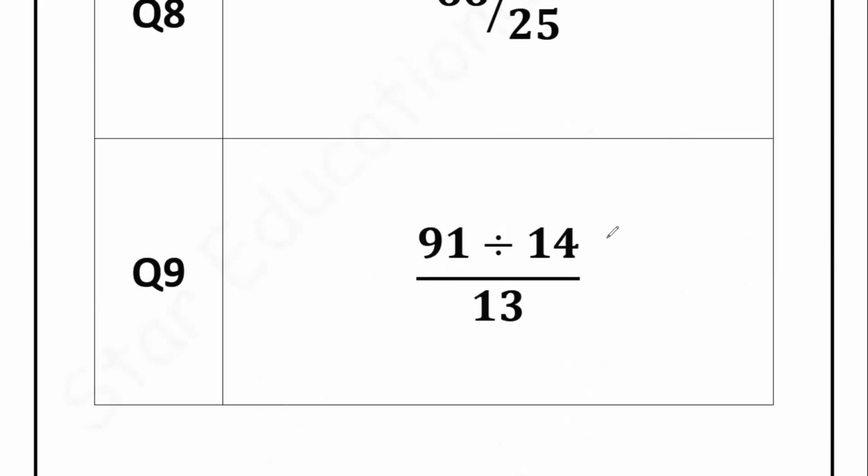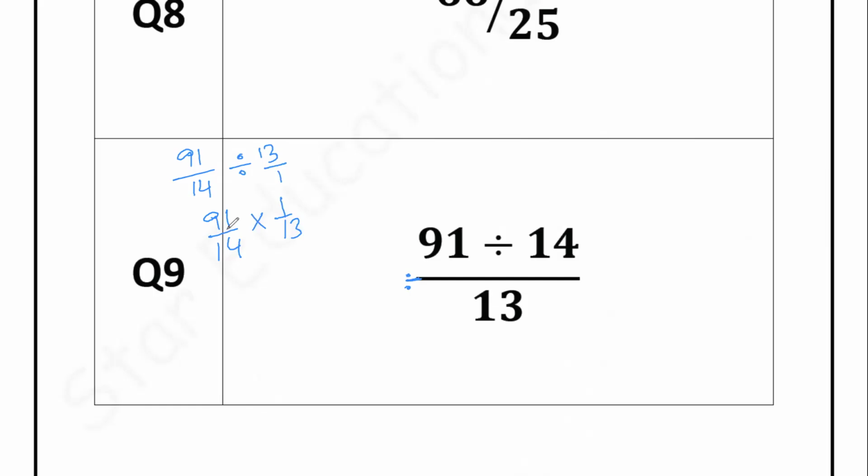91 divided by 14 and then divided by 13. So first we write it down as 91 over 14 divided by 13 like that. Understood? Remember this is division. So then remember we flip the second one, not the first one. Imagine it's upon 1. So that's it then.